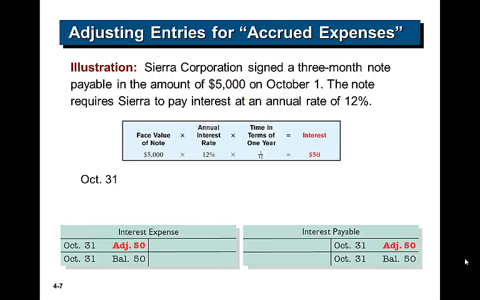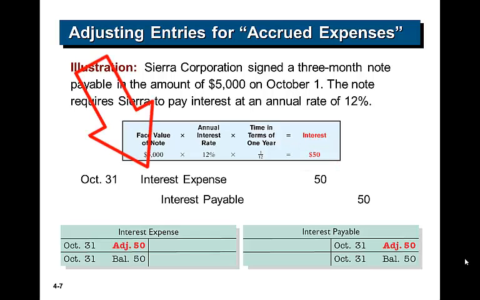When you do the math, you'll see that the interest for the month of October is $50. So we would need to debit interest expense for $50 to recognize the expense incurred, and we would credit interest payable to recognize the obligation to pay. Make sure to credit interest payable. We do not credit notes payable. Notes payable is used only for the principal of the note.